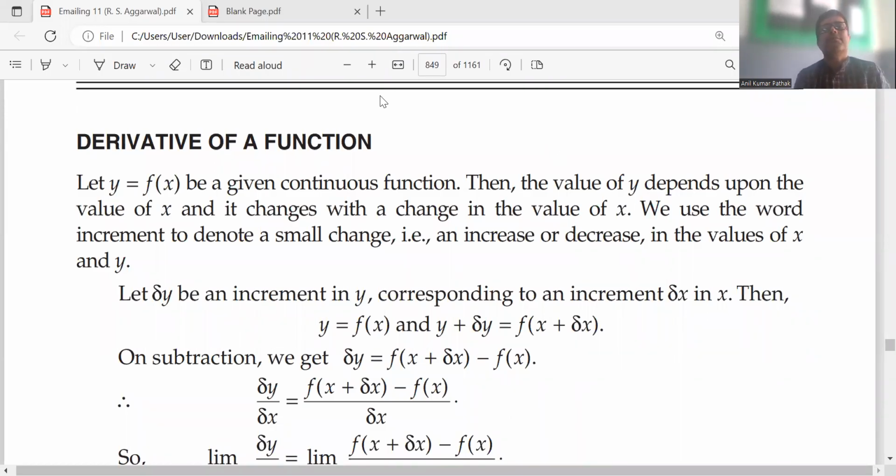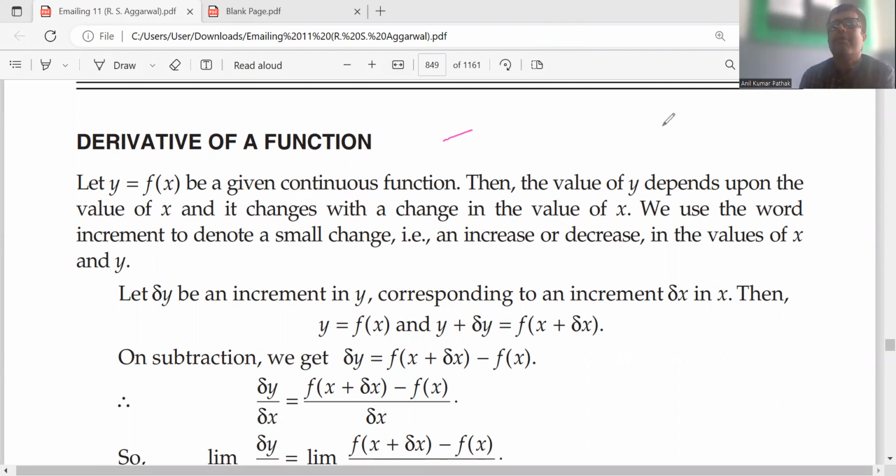Good morning. We will try to understand this topic, derivative of the function. Derivative of the function means we need to understand this concept of derivation. So first, we understand what the derivative of the function is.